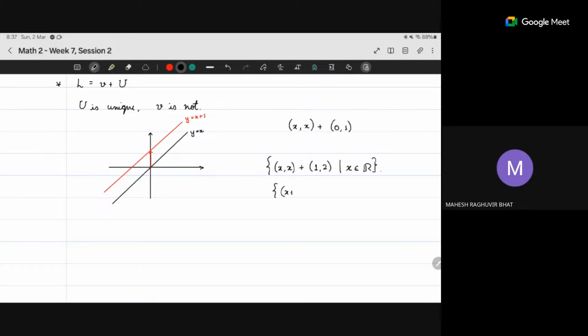This can be written as (x+1, x+2), where x varies in R. But this is also the line y equals x plus 1, because here you see that y is equal to x plus 1. Like, x plus 2 is equal to x plus 1 plus 1. And as you vary x, you will get the same set.